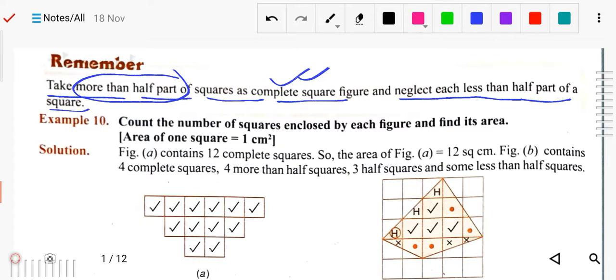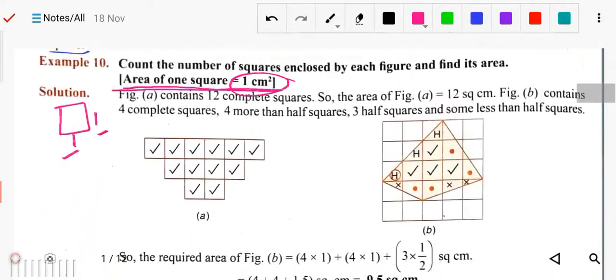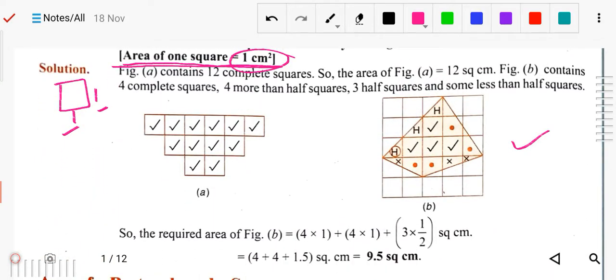Here the scale is already given. The area of one square is 1 centimeter square, meaning one small box has one length and one breadth, and its dimension is given as 1 centimeter square. Here is one example you can understand by this. I have to find the area of this particular figure.